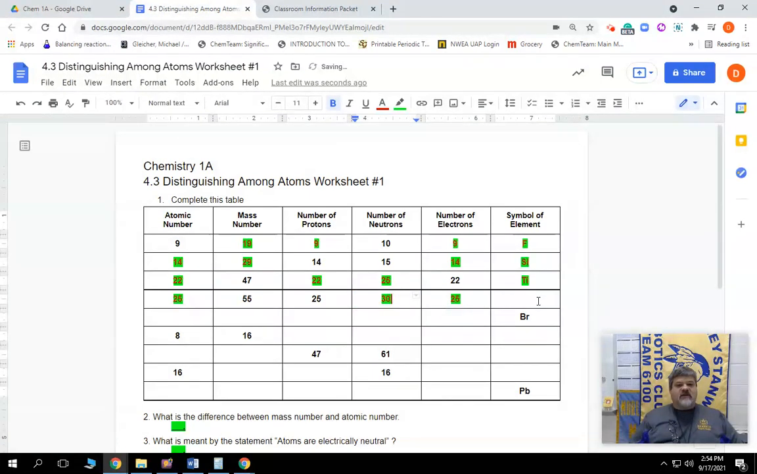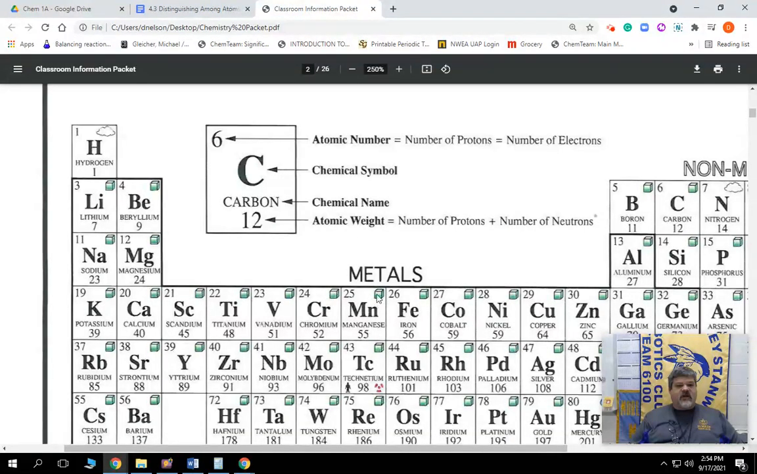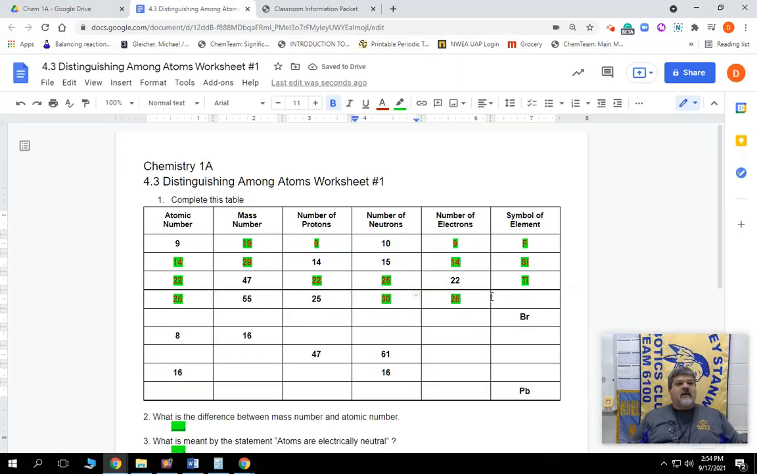Okay, now what is the symbol? I'm going back to 25. Look at my packet, find 25. It is manganese, Mn, capital M, lowercase n. So we're going to go ahead and put that in there, capital M, lowercase n. Let's go to the next one.